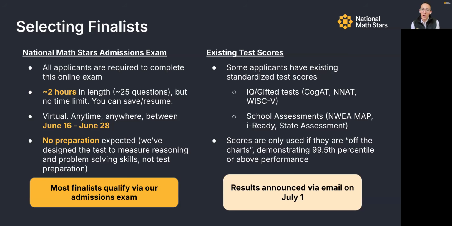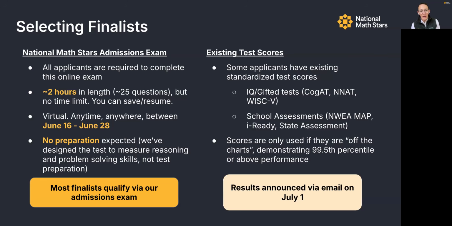The second way students can qualify as a finalist is via submitted test scores. And I like to put a big asterisk here. Very few students will qualify through this route. Almost all students qualify from our admissions exam. However, in rare instances, applicants have existing test scores from school or from independent third-party testing they've completed. And if those scores show truly off the charts performance levels, they are one factor that can boost your child's likelihood of becoming a finalist.